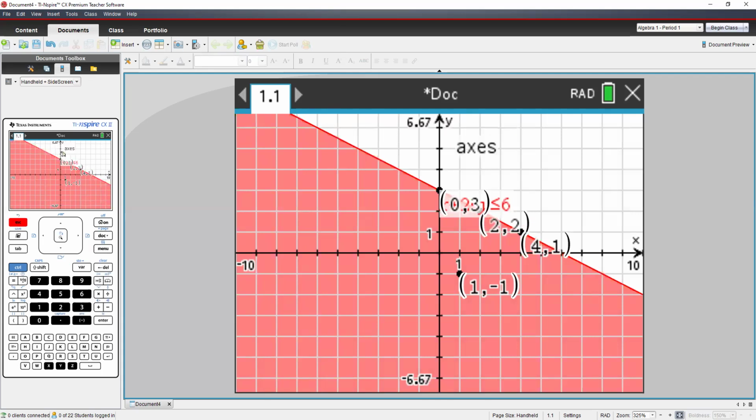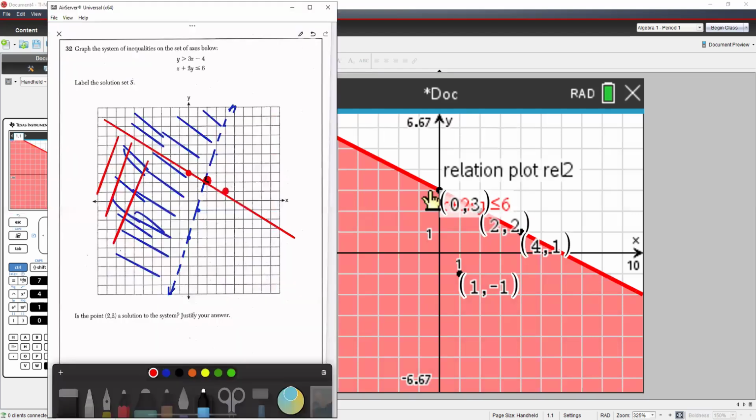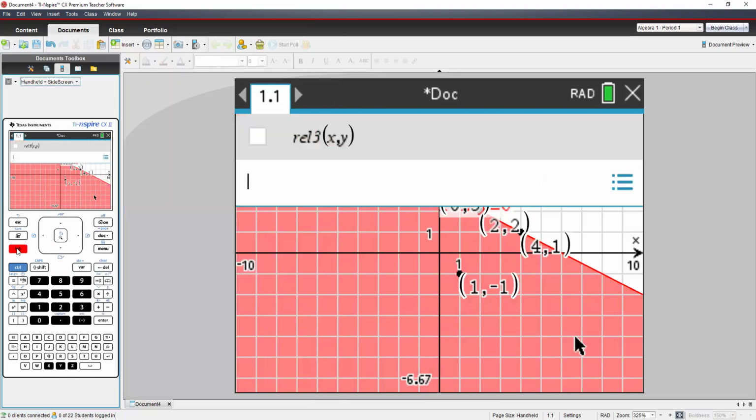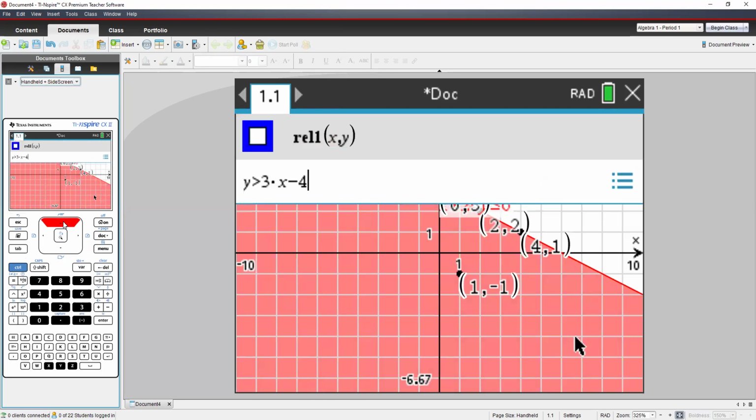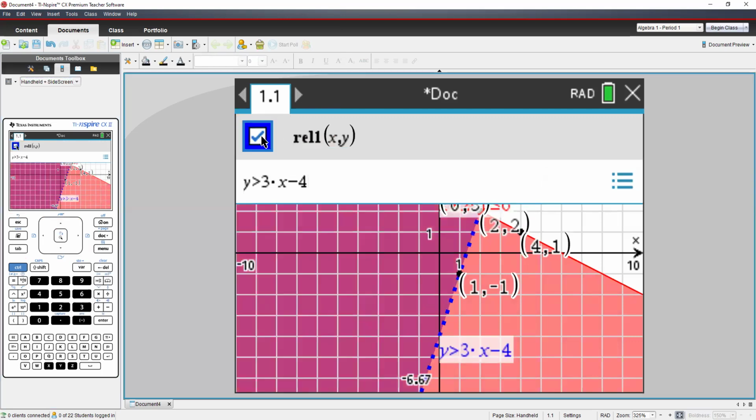And then all I have to do is shade underneath. So I'm going to shade underneath. Boom, boom, boom, boom, boom. Now, I'm going to bring that other one back so you can see where the solution set is. So I'm going to click on the blue again.